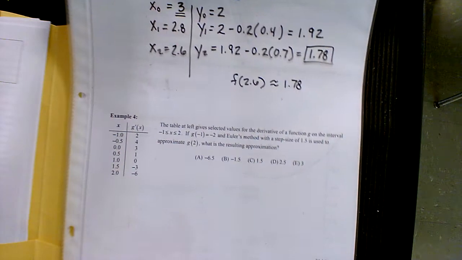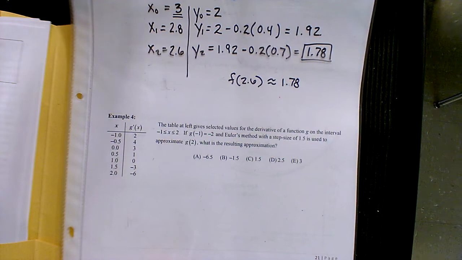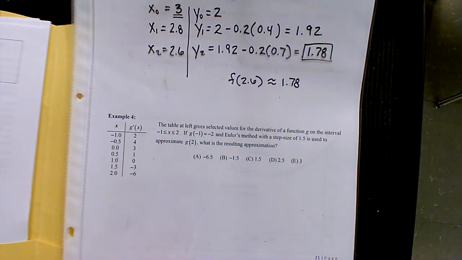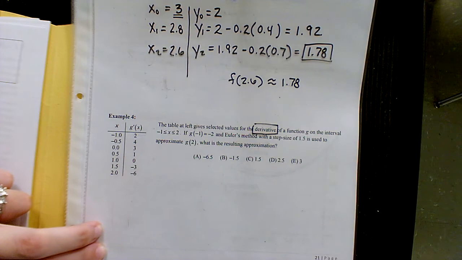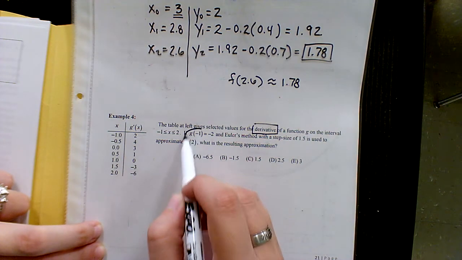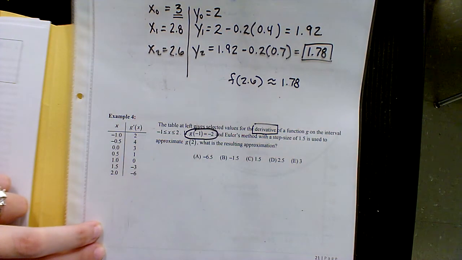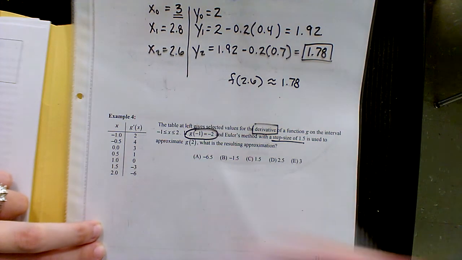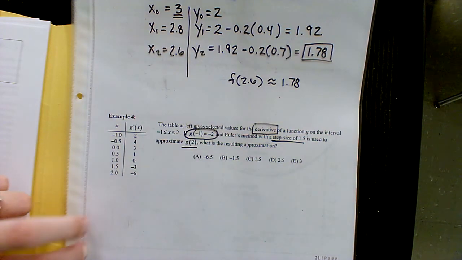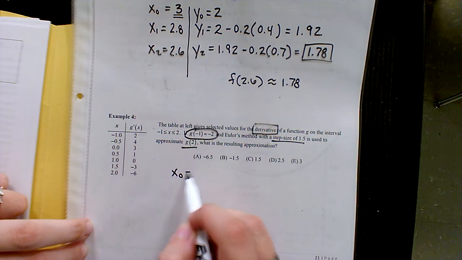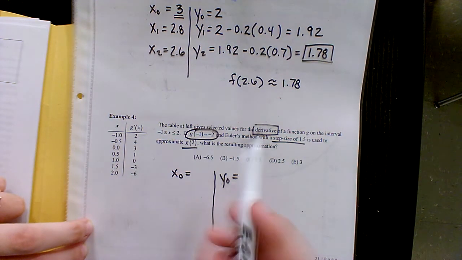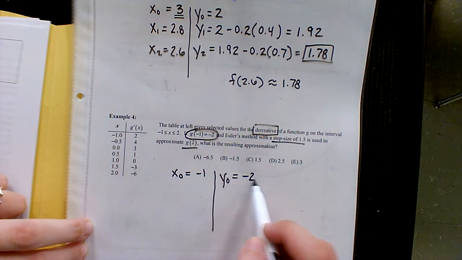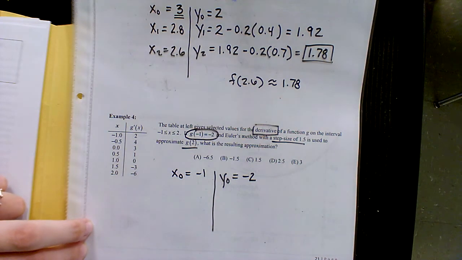All right, let's check out the next one. Kind of another table format. The table to the left gives selected values for the derivative of a function on an interval. If g of -1 is -2, use Euler's method with a step size, they're being so nice to us, to approximate g of 2. So it looks like we know the beginning x and beginning y based off that point value. And they're even telling us the step.